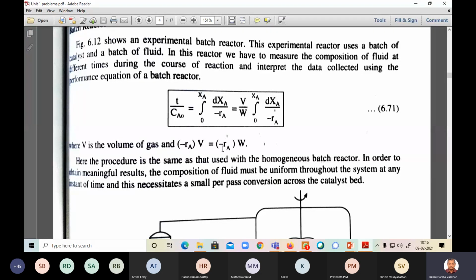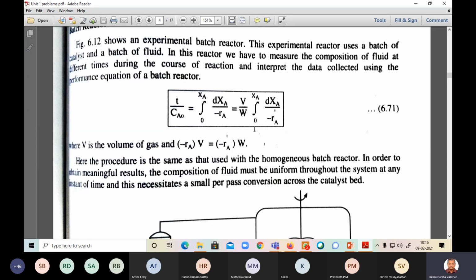So you can use the same expression here, where V is the volume of the gas and minus RA. You can subdivide this particular thing. Minus RA V is nothing but minus RA dash W, because this expression is based on minus RA, but for minus RA you have to put RA dash. Therefore RA is RA dash times W by V. So you can substitute that RA dash, and you get V by W, right?